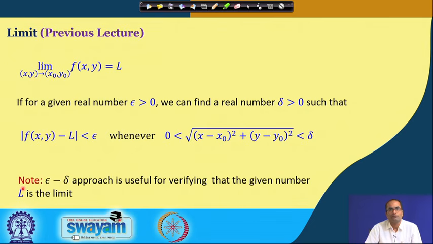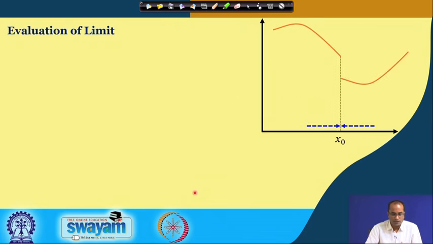So, in today's lecture we will look at more practical issues: how to get this number L, while the epsilon-delta approach may be used to verify that the given number is L. While talking about the limit for a function of a single variable, we had two paths to approach a particular point, here x0 on the x axis. We can approach this point from the right side, or we can approach from the left side, in the case of functions of a single variable.